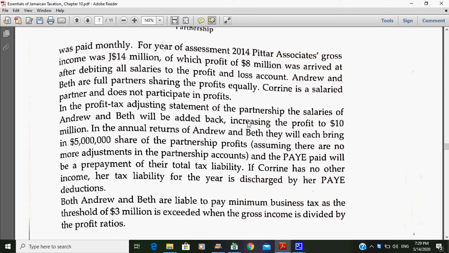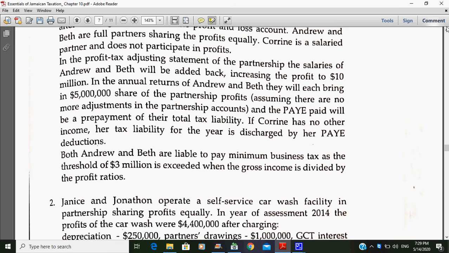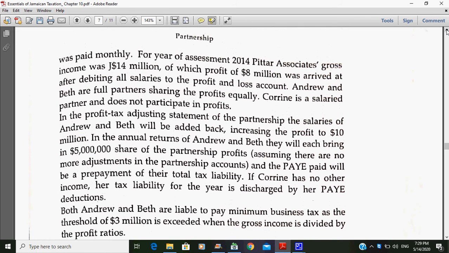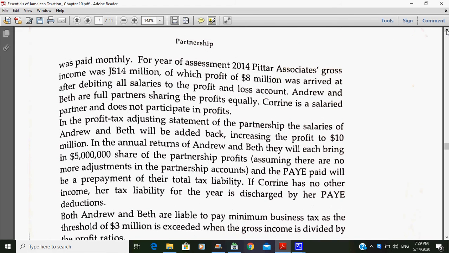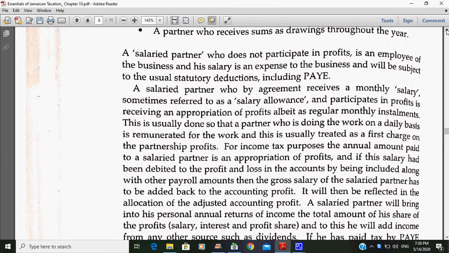So both Andrew and Beth are liable to pay minimum business tax, as the threshold of 3 million is exceeded when the gross income is divided by the profit ratios. Hope you can understand what's really happening here, right? Now let's go back up top a little bit. Hope you're okay with that, right?